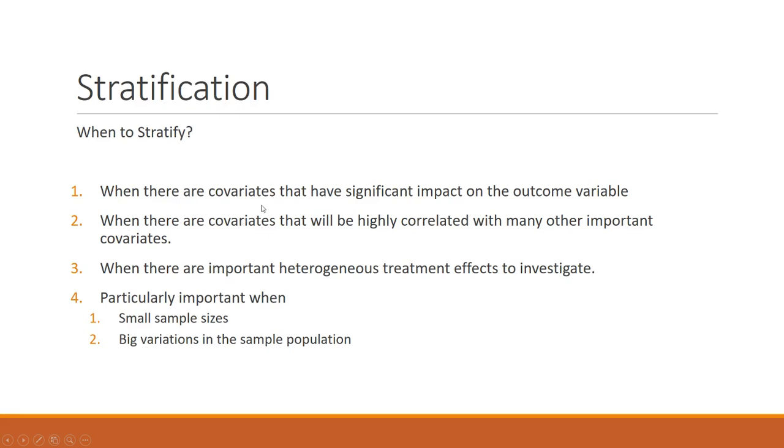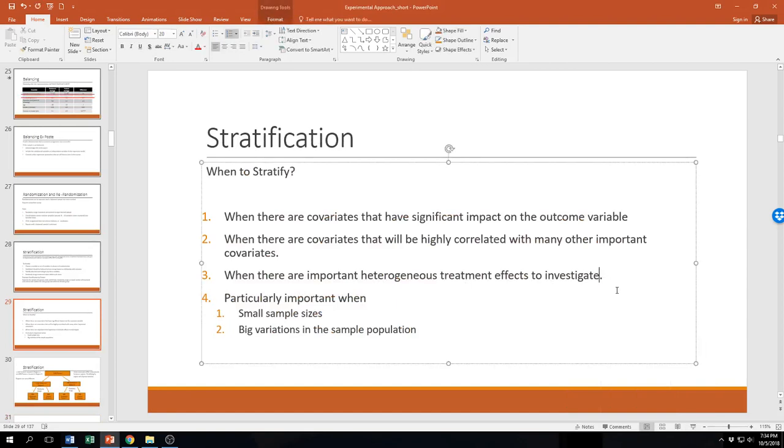Real quick, a covariate is just an independent variable in the regression model other than the treatment. So when I say a covariate, that means some variable, some characteristic of our sample data. So when there's some characteristic that we think will have a significant impact on the outcome variable, or when there are covariates that will be highly correlated with many other important covariates, or when there are important heterogeneous treatment effects that we want to investigate. When I say heterogeneous treatment effect, I mean subgroup analysis. I might add that here.